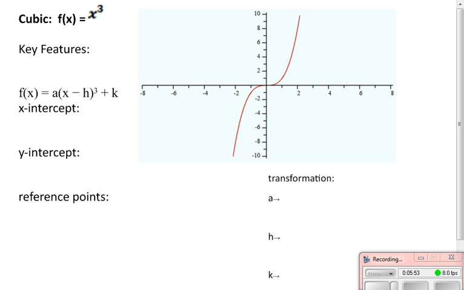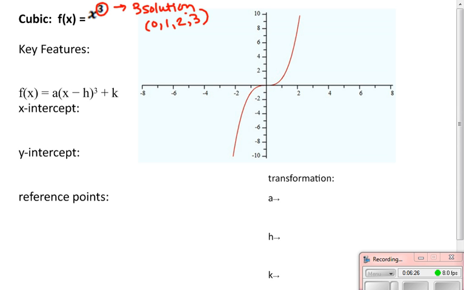Our last parent that we're going to look at is the cubic. So the cubic graphs are kind of interesting. So f of x equals x cubed. Now remember, the exponent tells us how many potential zeros, how many potential solutions, how many times it might cross the x-axis. So there could be 3 solutions, up to. Now there could be 0, there could be 1, or there could be 2, or there could be 3.